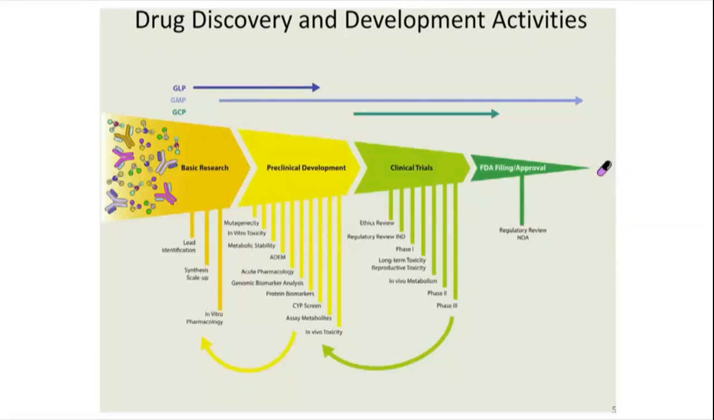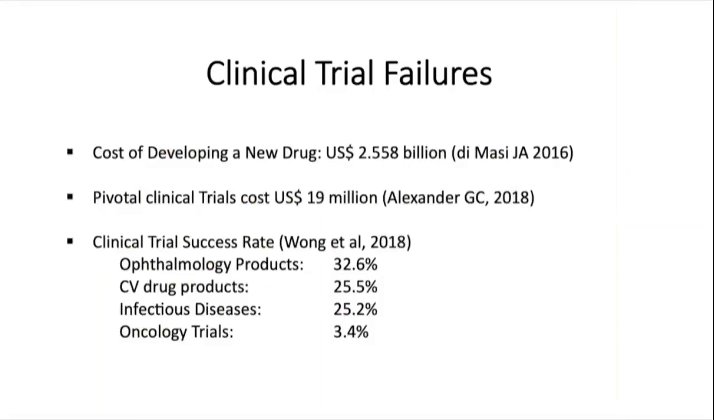It's a very expensive process. And if errors are made here, it's going to cost the industry enormously. Let me very briefly tell you what kind of cost is involved in this predictivity. The cost of developing a new drug is around $2.5 billion, according to one of the recent estimates. The pivotal clinical trials use around $19 million.